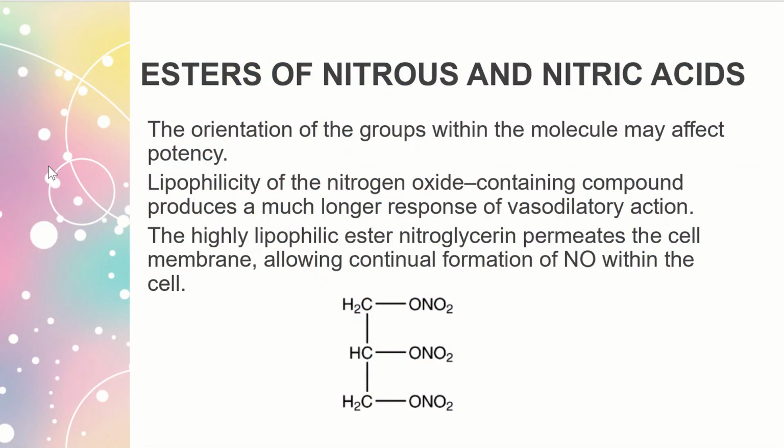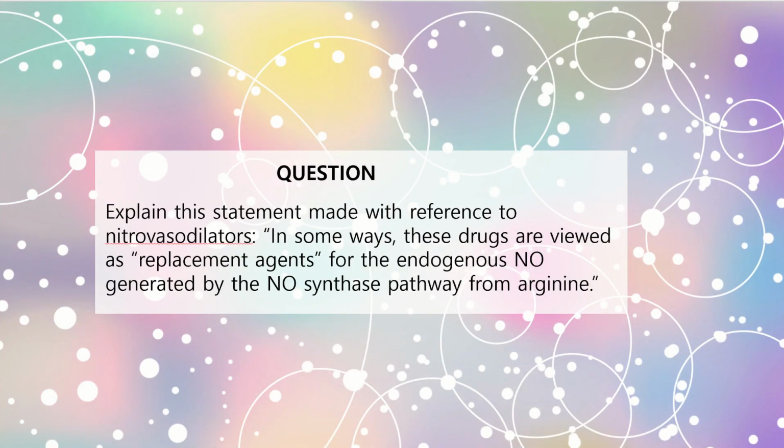The orientation of the groups within the molecule may affect potency. The lipophilicity of the nitrogen oxide containing compound produces a much longer response of vasodilatory action. So the highly lipophilic ester nitroglycerin permeates the cell membrane, allowing continual formation of nitric oxide within the cell. Clearly we're seeing here that if the nitrate is more lipophilic, then it has a longer response to vasodilation.